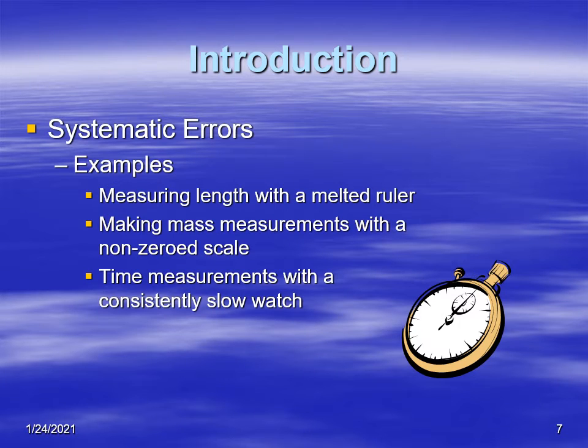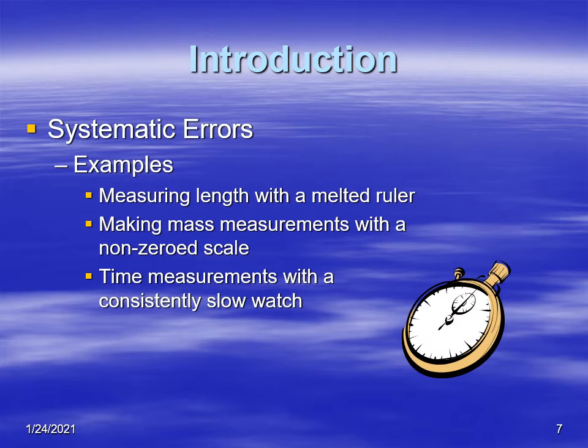Here's some examples of systematic errors. For example, if you have a plotter or a ruler that has melted and elongated, then every time you make a measurement, it's going to be an error, and it's always going to be the same amount of error. Or if you have a scale that has not been zeroed, when you wake up in the morning and go to the bathroom and step on the scale, and it's off by 5 pounds every day, I know mine is off by 20 pounds, then that is a systematic error.